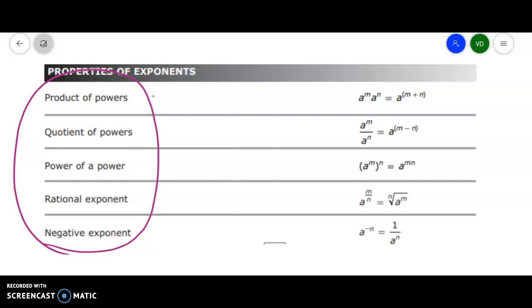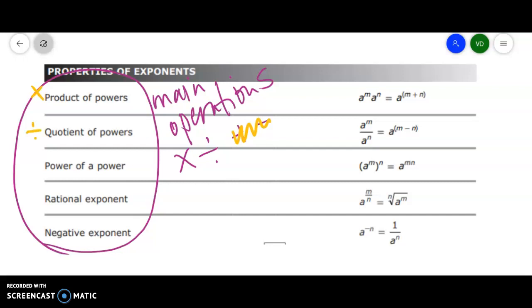remember that these items right here are your main operations. So remember, your four main operations are multiply, divide, add, or subtract. The only two that we look at for laws of exponents are multiplying and dividing. So if you can identify whether you're multiplying or dividing, then you go to this side and it explains for you what to do to your exponents.